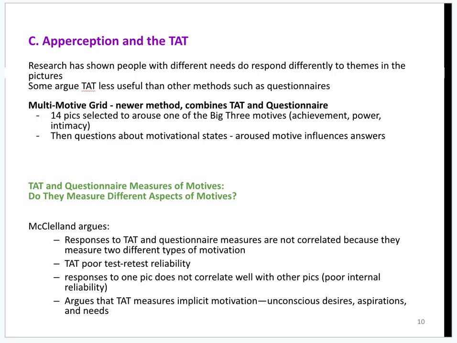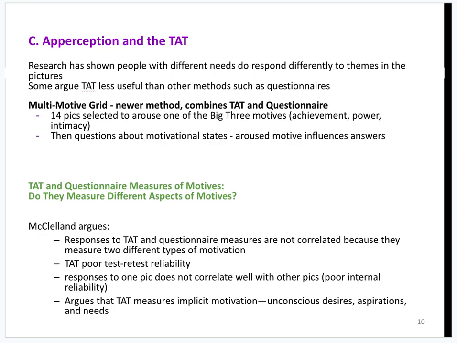Okay. Some argue that the TAT is less useful than other methods such as questionnaires. So in a questionnaire, it's a direct self-report, pencil and paper. They ask questions about their drives, their needs, what they want, that sort of thing, and the person answers. So we've got two different methods, TAT and questionnaire. There's a difference between them, and we're going to get to that.